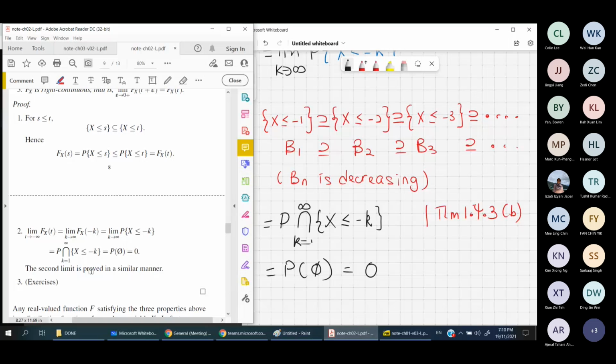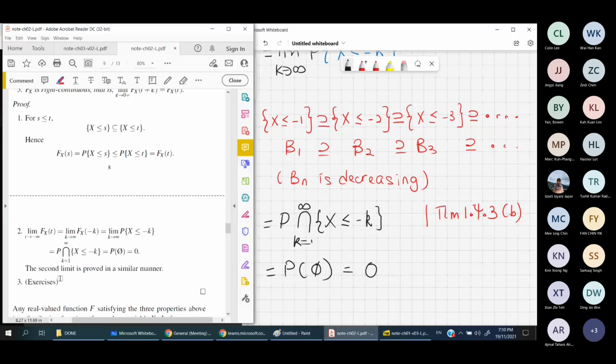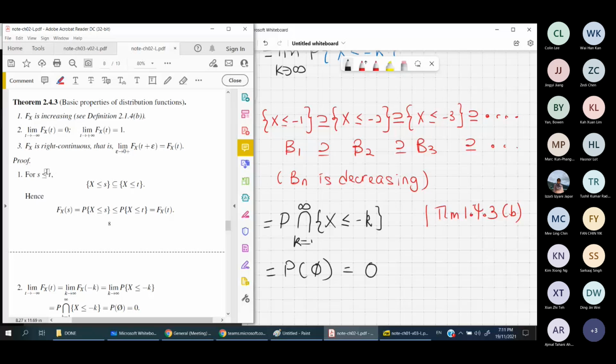So for the second limit, you can get it in a similar way, but the only difference is that in the second limit, you're going to use, I think, an increasing one. Okay, so I leave it to you. You do the exercise on your own. So just an exercise for you. Okay, so for part 3, what is part 3?